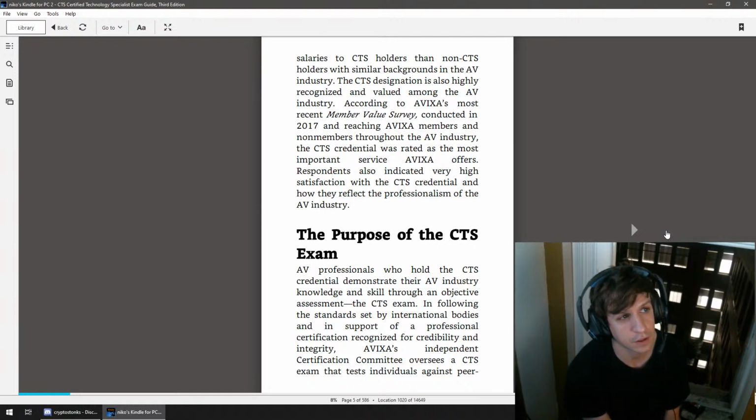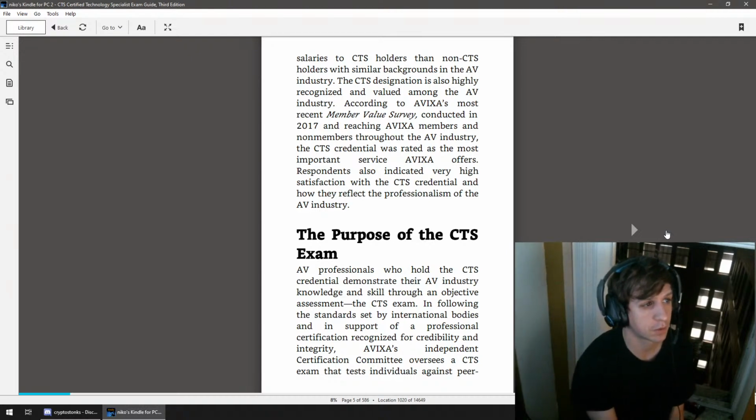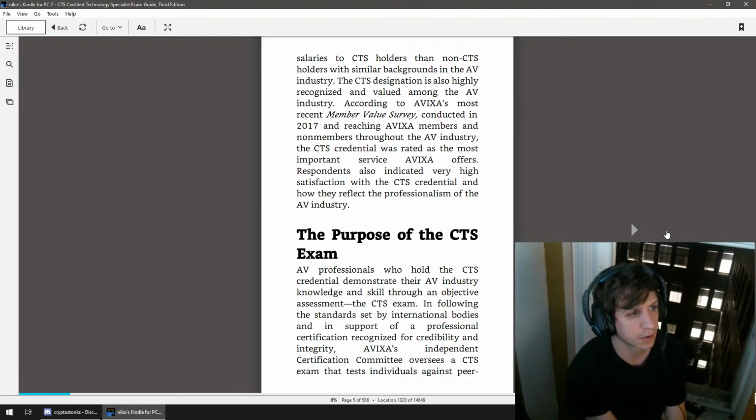The CTS designation is also highly recognized and valued among the AV industry, according to AVIXA's most recent member value survey conducted in 2017 and reaching AVIXA members and non-members throughout the AV industry. The CTS credential was rated as the most important service that AVIXA offers. Respondents also indicated very high satisfaction with the CTS credential and how it reflects the professionalism of the AV industry.